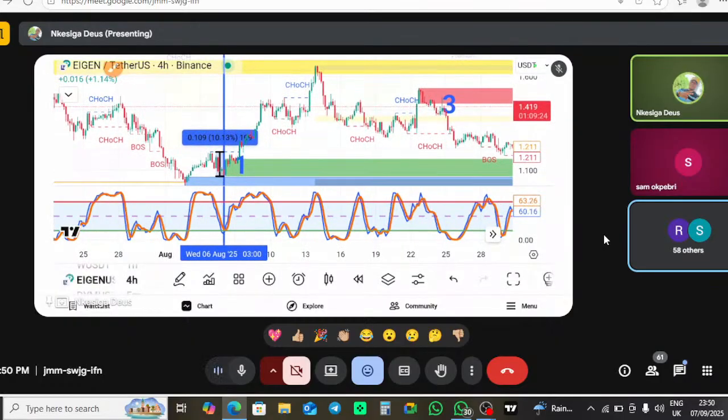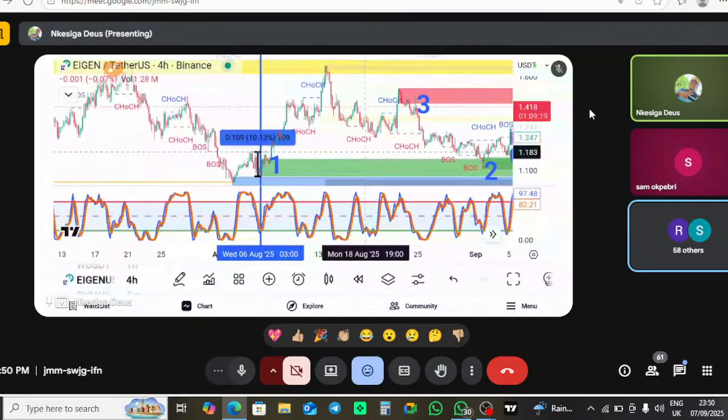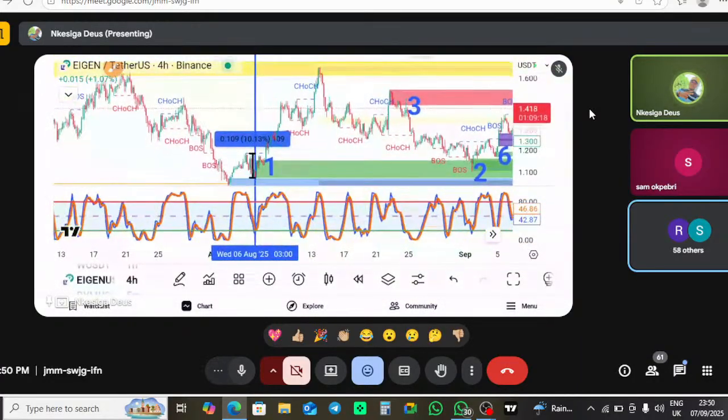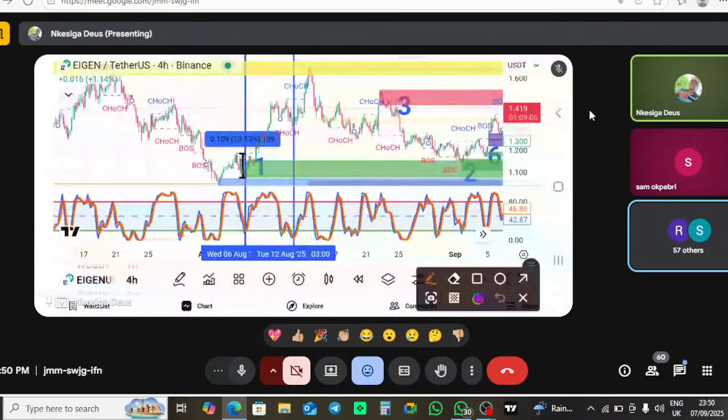Okay, there we go. Let's go to the next step. Now, when you look at this point here, I'm going to draw another line here such that we can understand more. When you look at the point here, the market was in oversold. Yes, the market was in oversold. Well and good. What was happening on the chart?